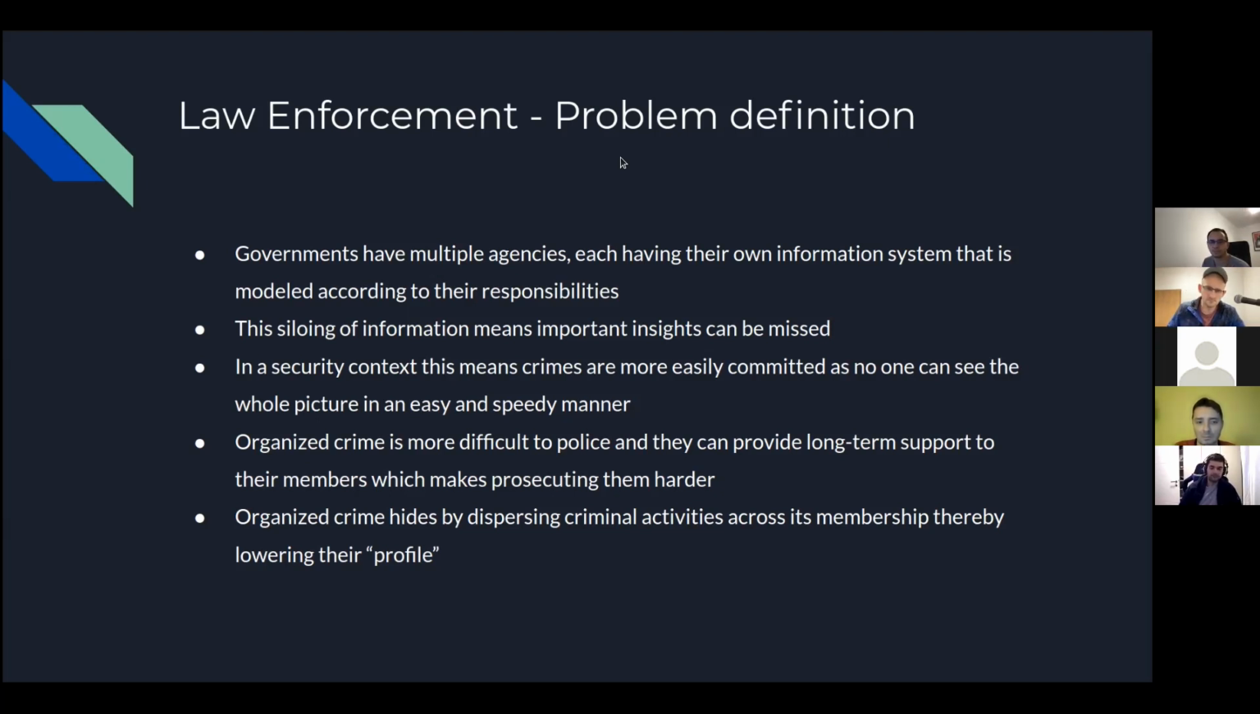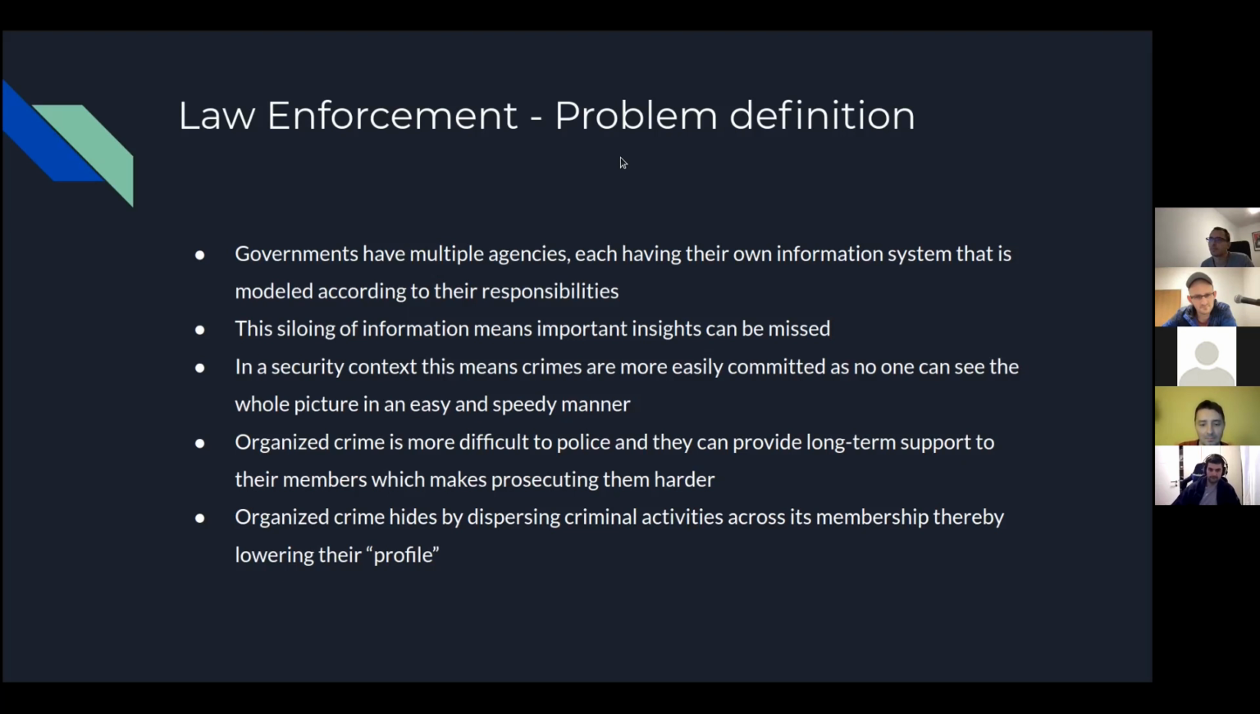Another one is simply because you have a group, which you may not even know all the members of, they can disperse their activities, the criminal activities, across the group, and this lowers their profile, right? So it's like, I don't know, if you steal a cup of oil versus taking 50 liters of oil, person by person, or hauling it off at once. Just a bad example, but you know, that's the general drift.